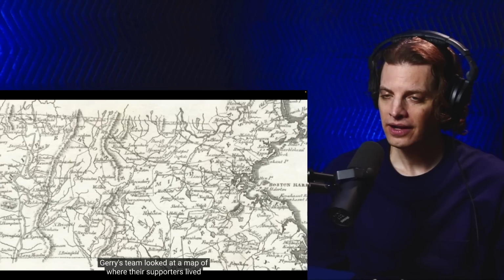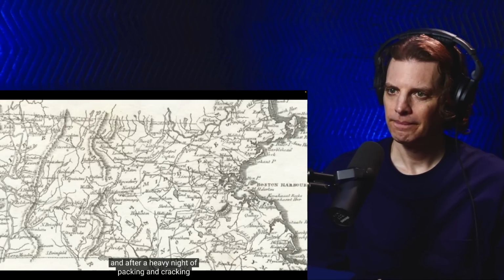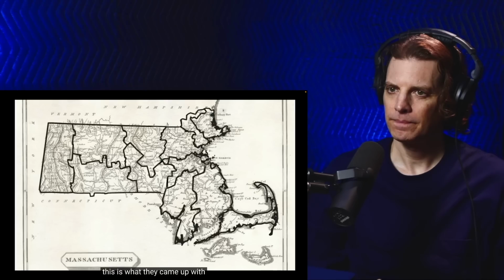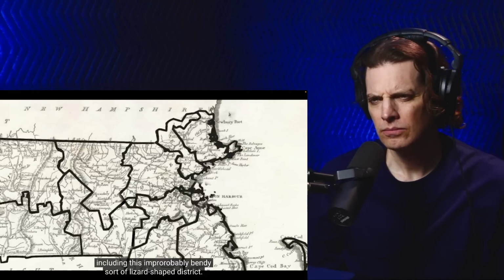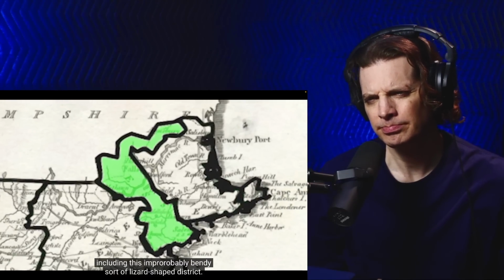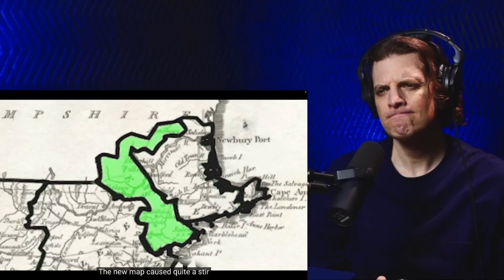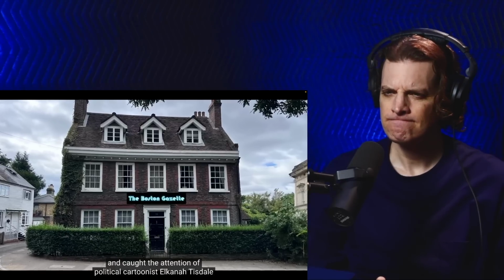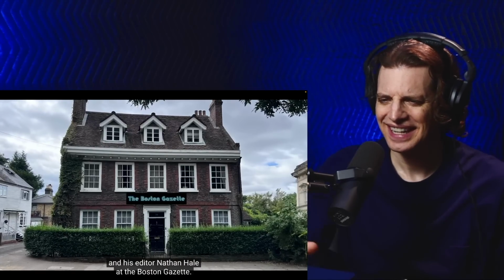Gerry's team looked at a map of where their supporters lived, and after a heavy night of packing and cracking, this is what they came up with, including this improbably bendy, sort of lizard-shaped district. Suspicious. The map caused quite a stir, and caught the attention of political cartoonist Elkanah Tisdale and his Boston editor Nathan Hale at the Boston Gazette.